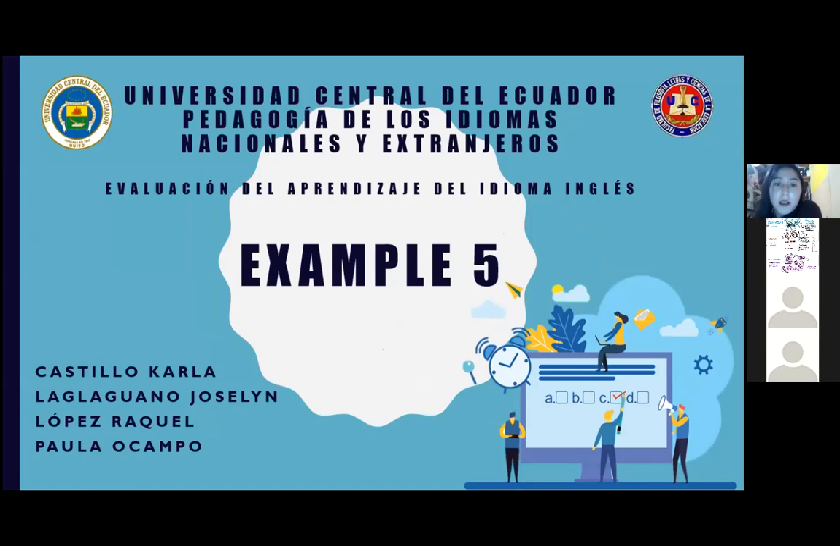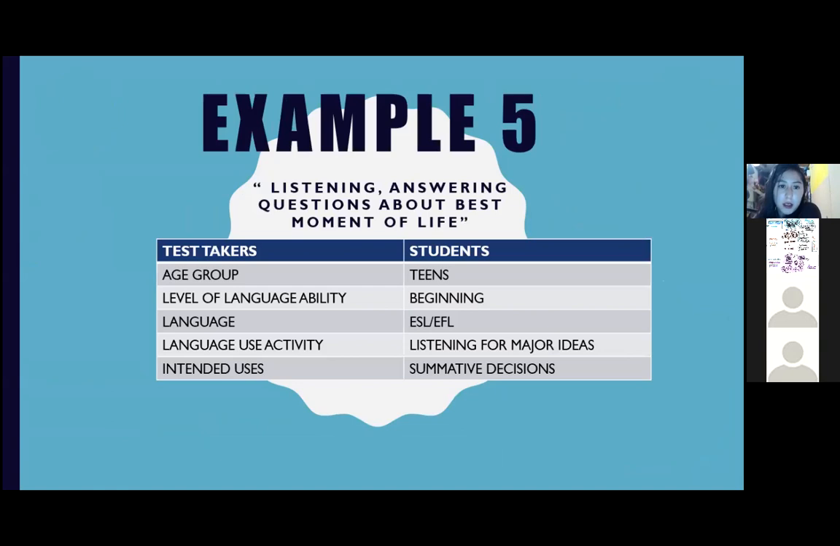So we are example number 5. So we are going to explain all about this. First, we have here a brief of this example. That is listening, answering questions about the best moment of life. So here we have the age group, that is the level, beginning, the language ESL or EFL, and the language use activity is listening for major ideas, and intended uses is for summative decisions.